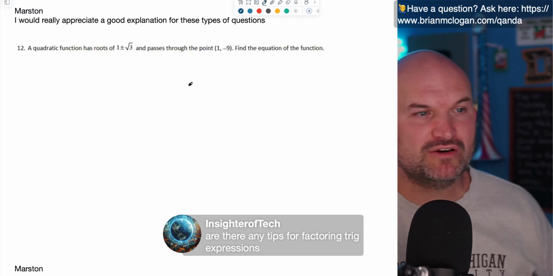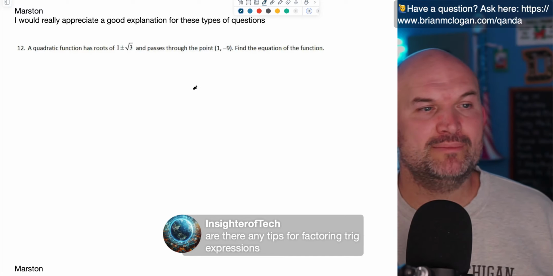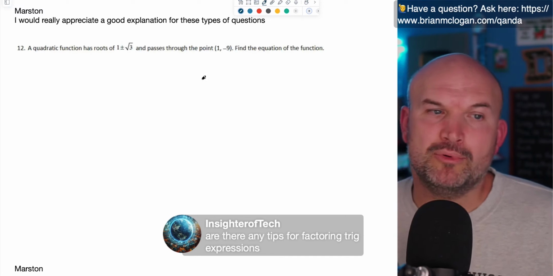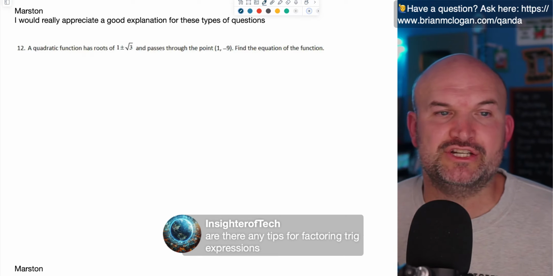So a quadratic function has the roots of 1 plus square root of 3 and 1 minus square root of 3, and passes through the point 1, -9. Find the equation of the function.